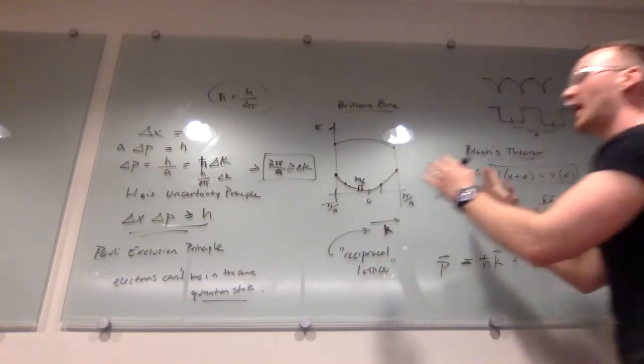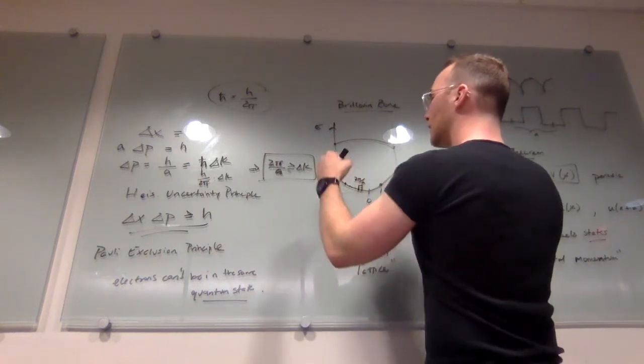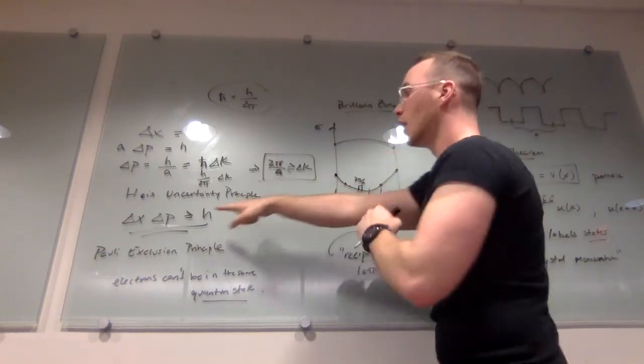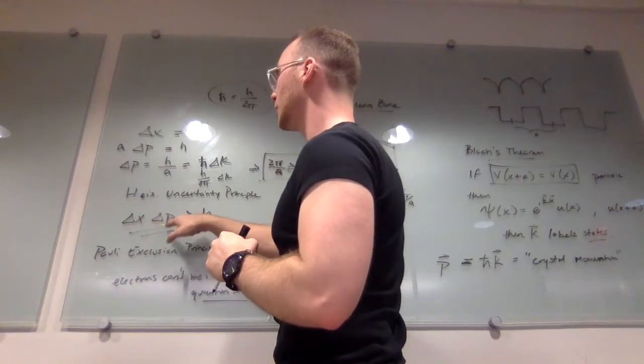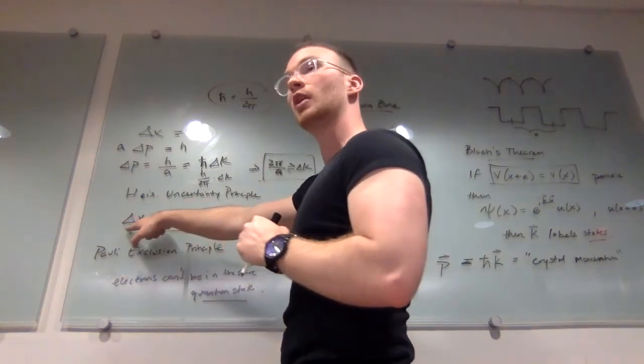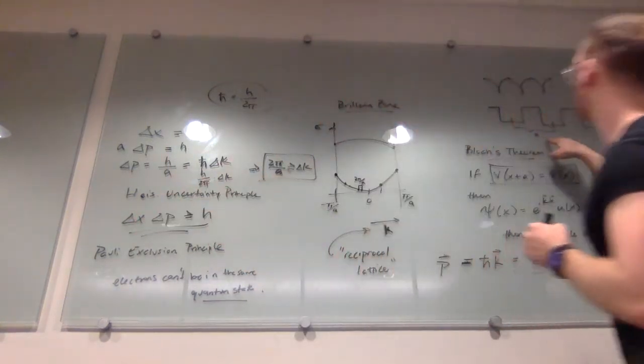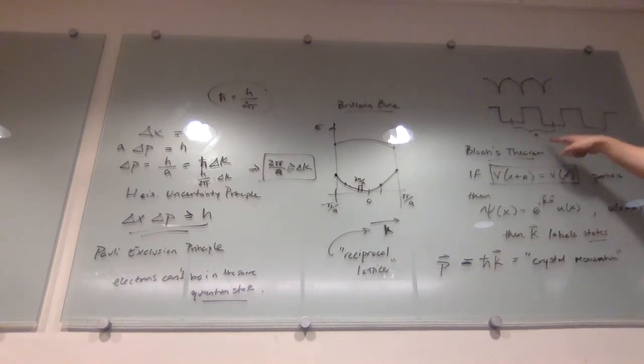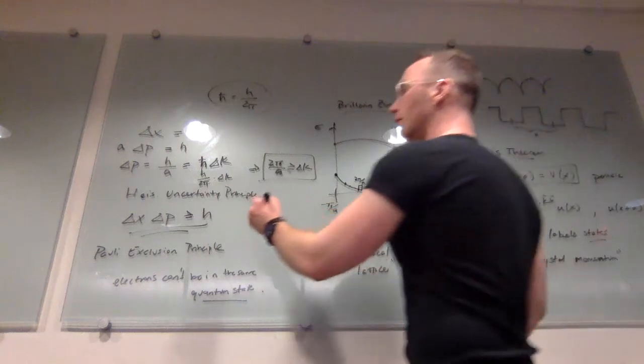So in other words, we can't pack them as close as we want, because if we try to pack them closer and closer together, by the uncertainty principle this would become very small, and therefore this would become very large, and eventually it would become larger than our lattice, which means we don't really have states anymore. Okay. So this is called phase space.